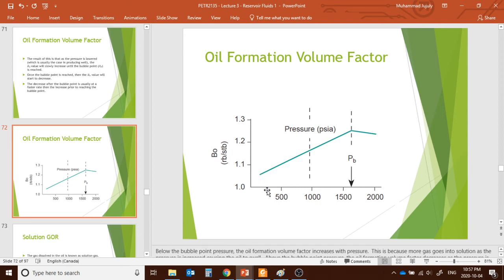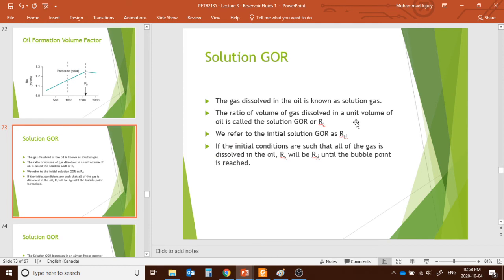As you increase the pressure, the B naught actually increases, and all of a sudden it starts to decrease, because it is the point where the pressure became equal to the surface pressure. That's why this oil formation volume factor increased, because the gas inside was expanding, and all of a sudden when it goes to the surface, it starts decreasing because the gas goes out, and you only have the crude oil.